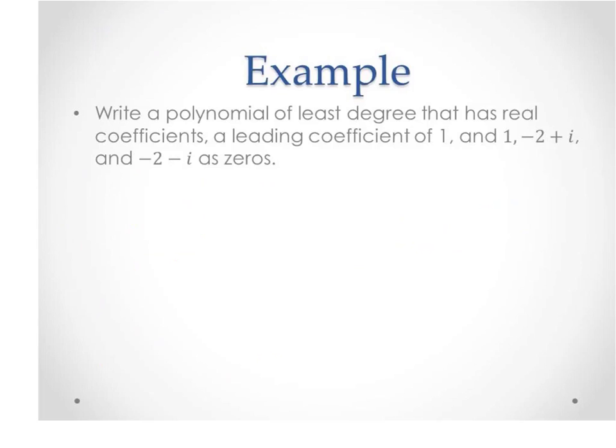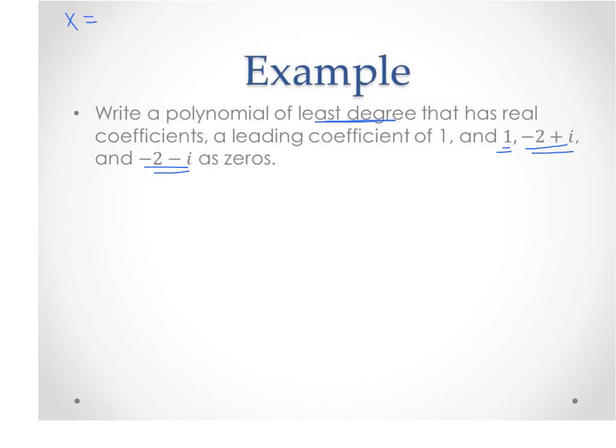All right, so now to write a polynomial of least degree that has real coefficients and a leading coefficient of 1 with the following zeros. We're going to have 1 as a zero, -2 plus i as a zero, and -2 minus i as a zero. Remember, those complex ones always come in conjugate pairs. Okay, so if these are our zeros, then what are our factors?